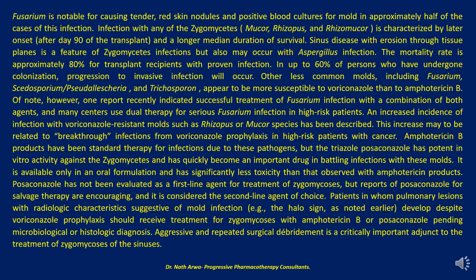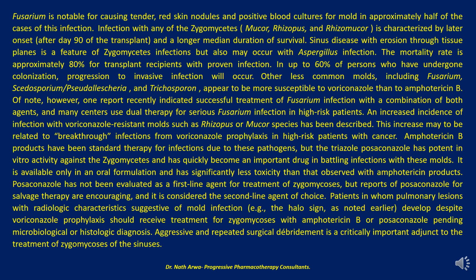Other less common molds, including Fusarium, Pseudallescheria, and Trichosporon, appear to be more susceptible to voriconazole than to amphotericin B. Of note, however, one report recently indicated successful treatment of Fusarium infection with a combination of both agents, and many centers use dual therapy for serious Fusarium infection in high-risk patients. An increased incidence of infection with voriconazole-resistant molds such as Rhizopus or Mucor species has been described. This increase may be related to breakthrough infections from voriconazole prophylaxis in high-risk patients with cancer.